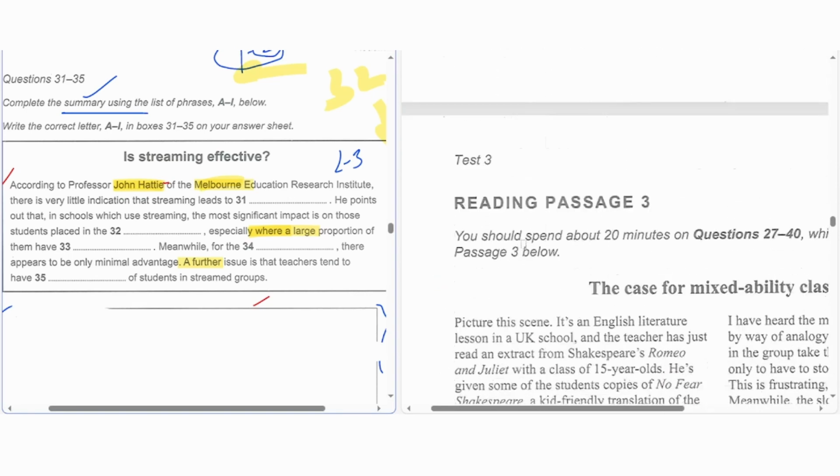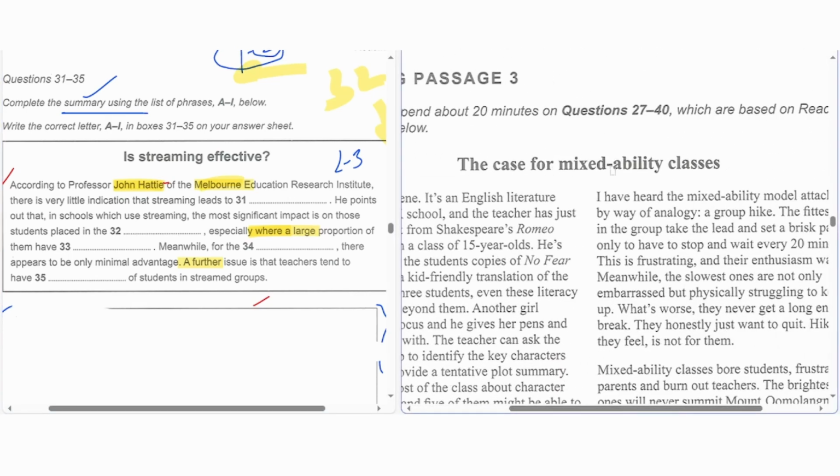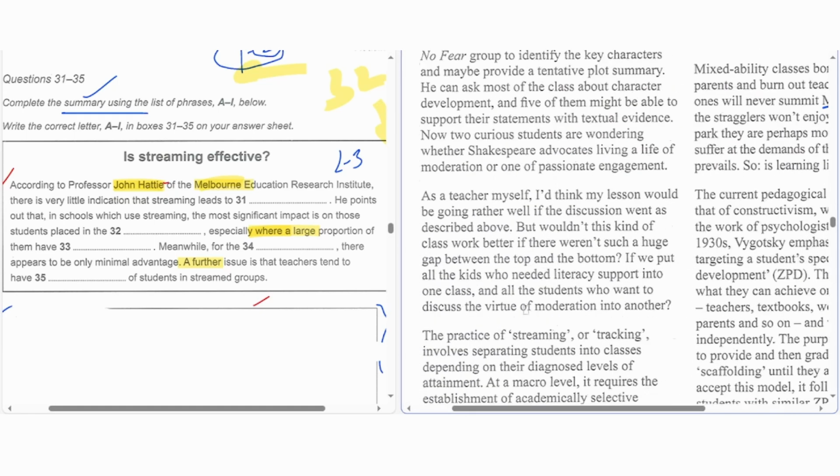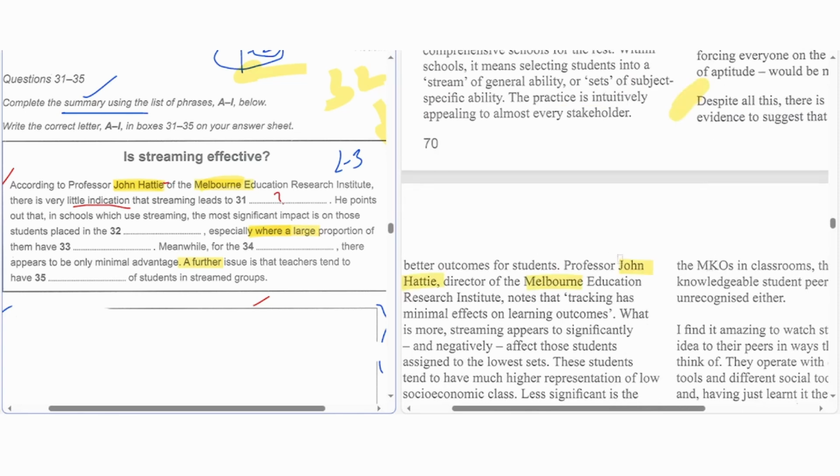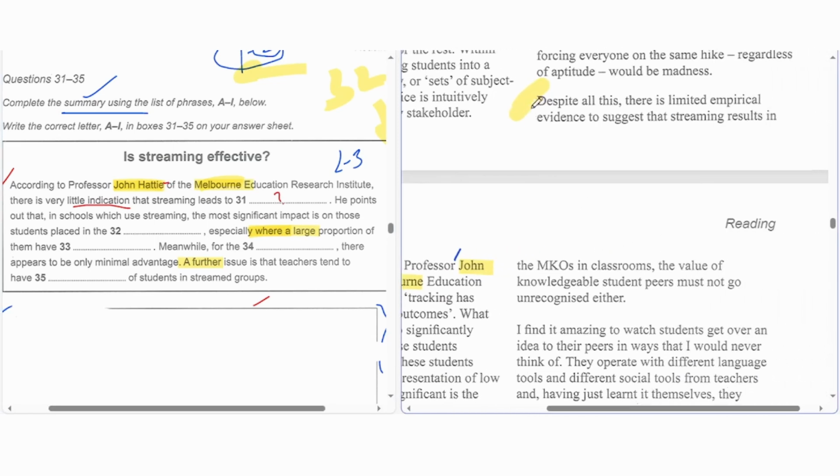So the passage is all about the case for mixed ability classes. Whenever you do the classes, maybe there are a lot of students with different ability, right? So mixed ability classes, that's what they are going to talk about. So the question is, there is a very little indication that streaming leads to what? You are not getting a lot of it. Streaming leads to what? As the question is starting from here, as the name is starting from here, we will try to read from here.